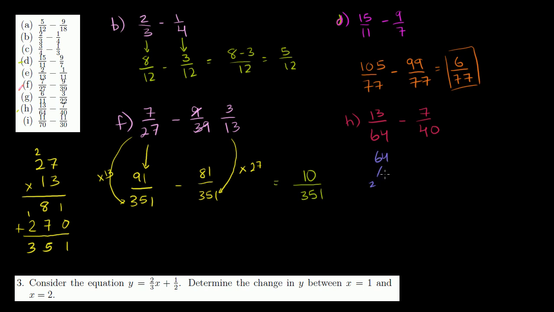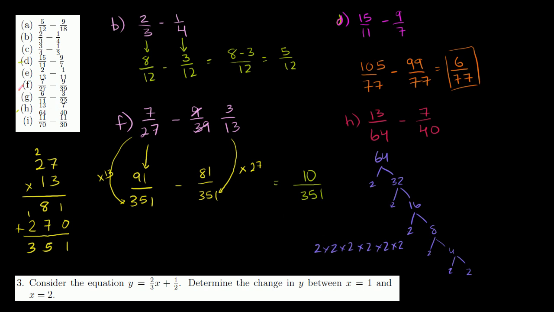64, we can factor that as 2 times 32, which is the same thing as 2 times 16, which is the same thing as 2 times 8, which is the same thing as 2 times 4, which is the same thing as 2 times 2 times 2. So this is 2 times itself 1, 2, 3, 4, 5, 6 times. So we could say 64 is the same thing as 2 times 2 times 2 times 2 times 2 times 2. If you know exponents, it's the same thing as 2 to the 6th.